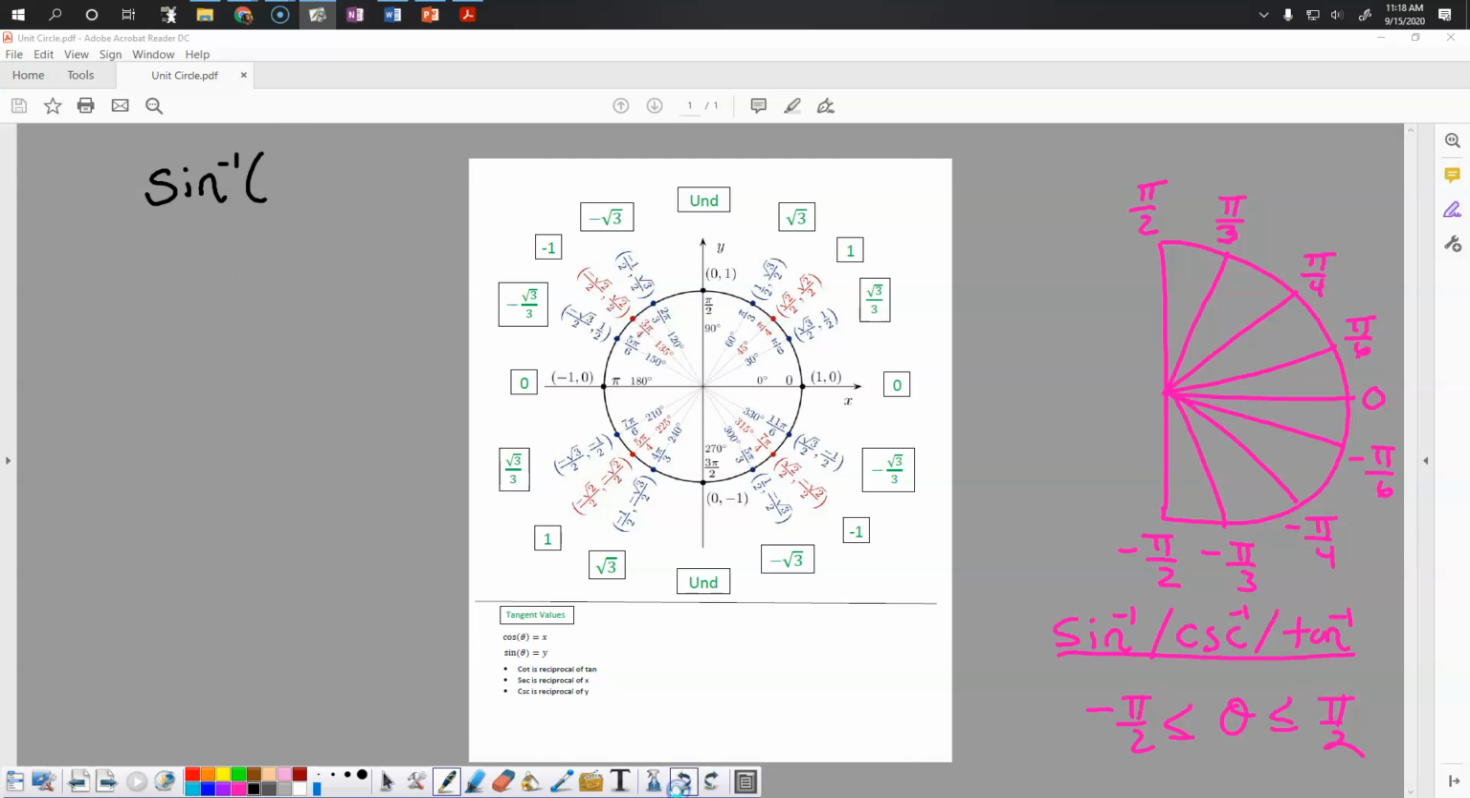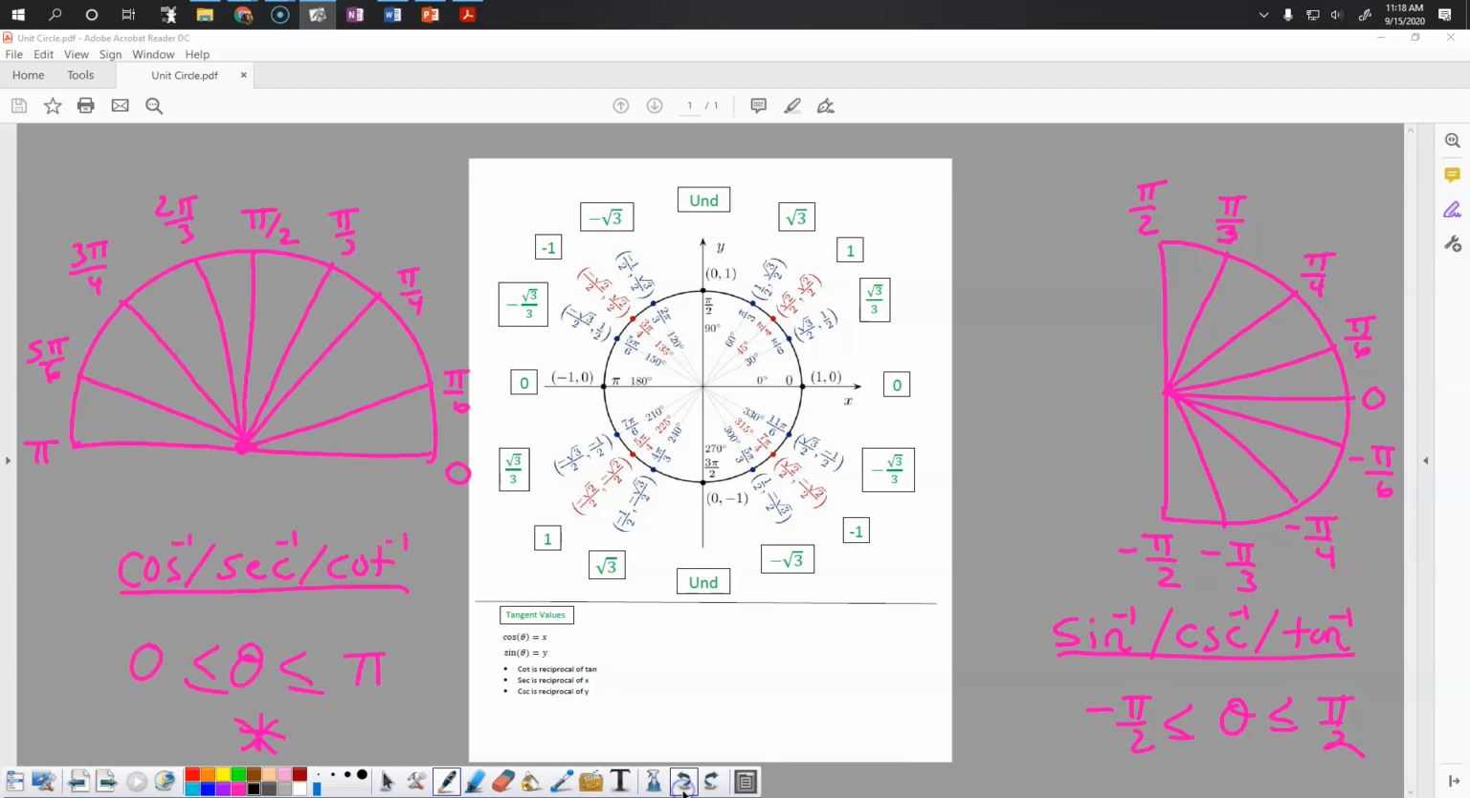I want to throw another one at you guys now. So how about this? What if I asked you guys to find arc tangent of negative radical 3. See if you guys can find arc tangent of negative radical 3. If you need to pause the video here, go ahead and do so.